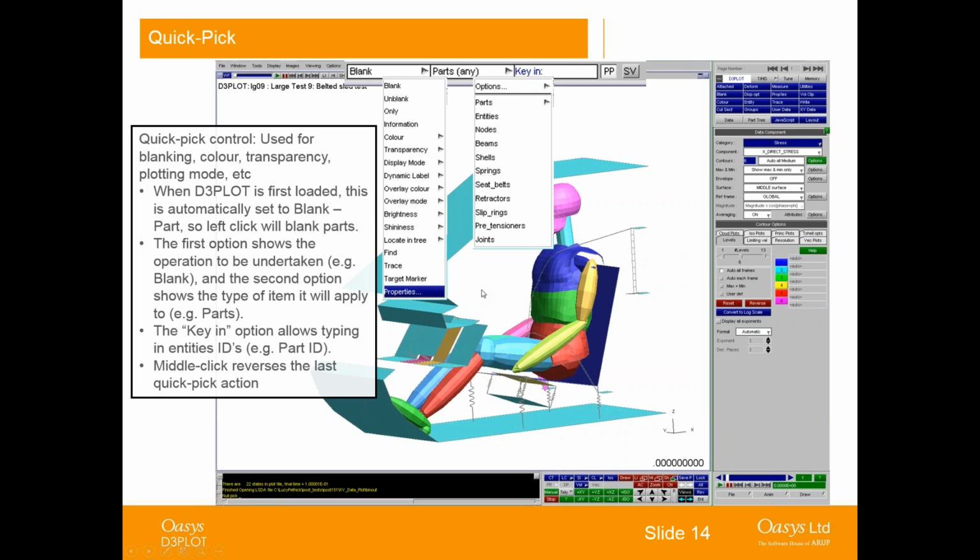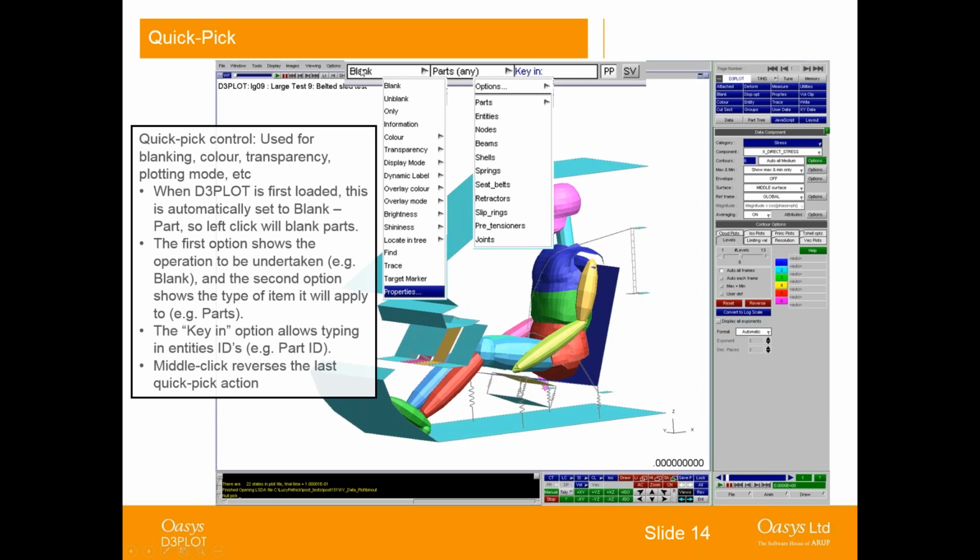One very useful and quick feature in D3plot is the quick pick menu, which is located in the middle here. From this, we start from the left and choose a command. Then in the middle, we choose which item that command is performed upon. And at the end, if we wanted to key in a particular element number or part number, we could do that. Alternatively, we can just click on the screen. If you left click, that will perform the command, and if you middle click, that will undo the last command that we did.